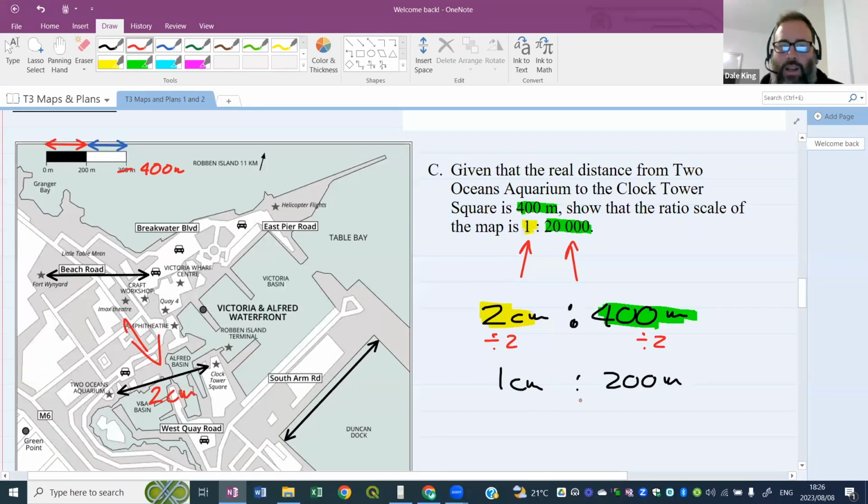A number ratio scale in a map always must have the same units. Always, always, always. And I can see there's going to be a mistake here. Yeah, it shouldn't be 20,000. No, it's right. That's fine. All right. So the number ratio scale here should always have the same units. We need centimeters on the left and centimeters on the right.